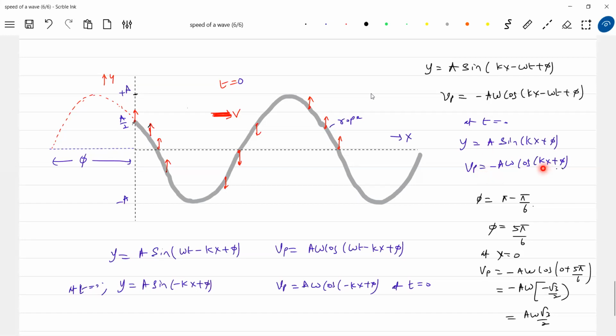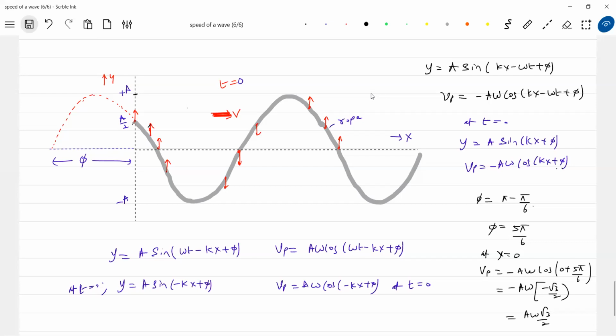That's what I brought here. If you write only pi by 6, tell me what is the problem? You get negative, but we know the speed of the particle at x equals 0 should be positive upward. Like this, when you start solving some problems where they give values of x, it'll be very easy for you.